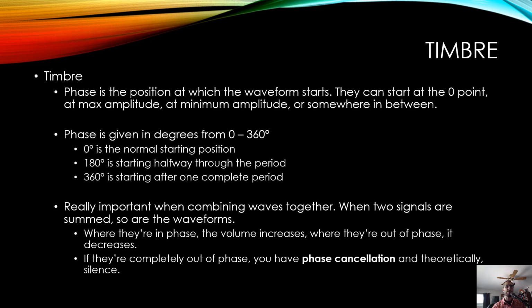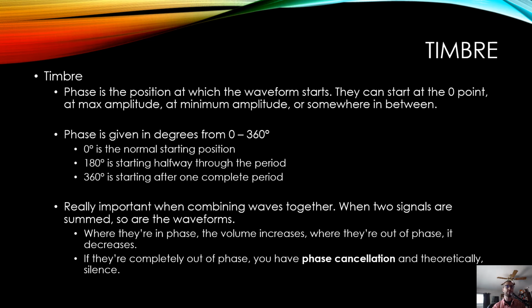Another thing to be aware of is the phase. The phase is the position at which the waveform starts. So they can start at the 0 point, at max amplitude, at minimum amplitude, or somewhere in between. These are given in degrees, with 0 being the normal starting point. 180 degrees is starting halfway through the period, and 360 degrees is starting after one complete period. You will typically see phase knobs on effects like a flanger. You might see it on some reverb modules, and you will definitely see it on synthesizers as well.